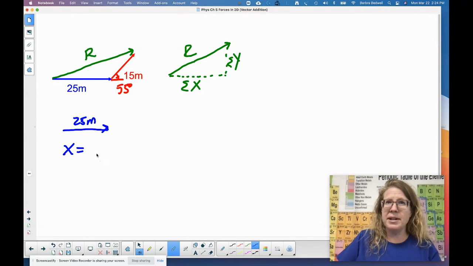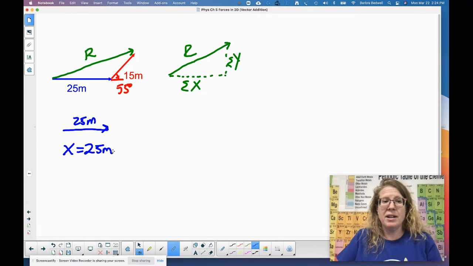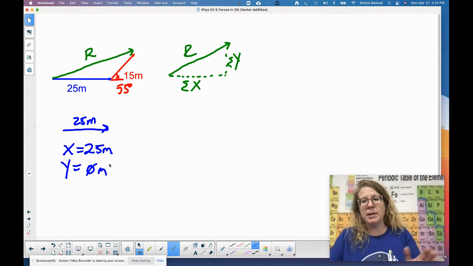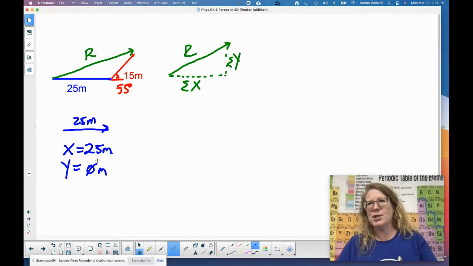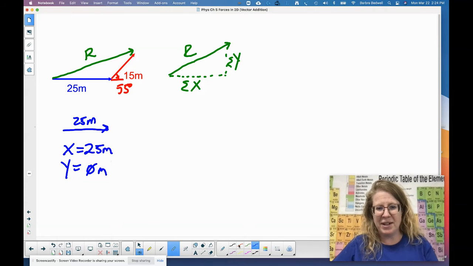The x component is equal to 25 meters, because it's all x. Our y component is equal to 0. There is no up and down to it. So that makes it a little bit easier, so we don't have to do all the crazy resolving things into component stuff. We just have to deal with the red one.